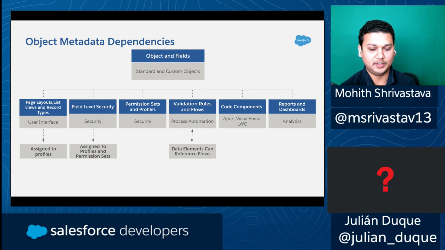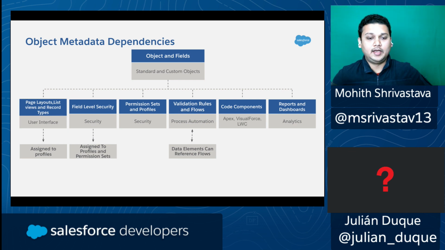Your profiles and permission sets, and then you can write automation on those objects, and then you can write code components which reference those objects. You can build reports and dashboards. So the important thing to understand here is that when you create an object or a field, it's very easy in Salesforce to do it with clicks, right?